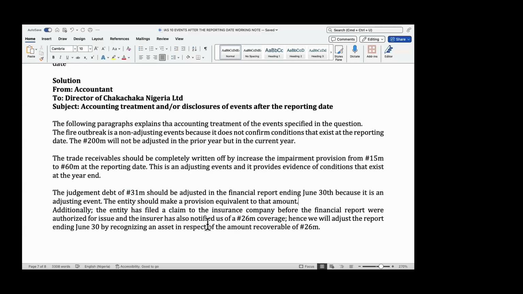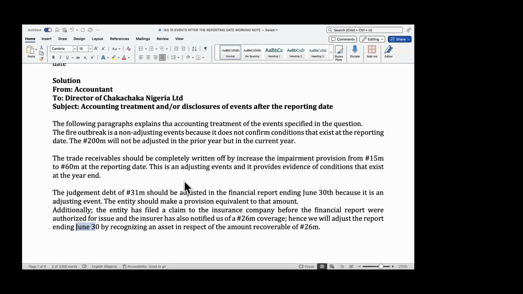And since you filed the claim with the insurance company before the date the reports were authorized for issue, and the insurance also assured you that they will cover you before the reports were authorized for issue, that means you can adjust the report ending June and recognize an asset in respect of the amount recoverable of 26 million.